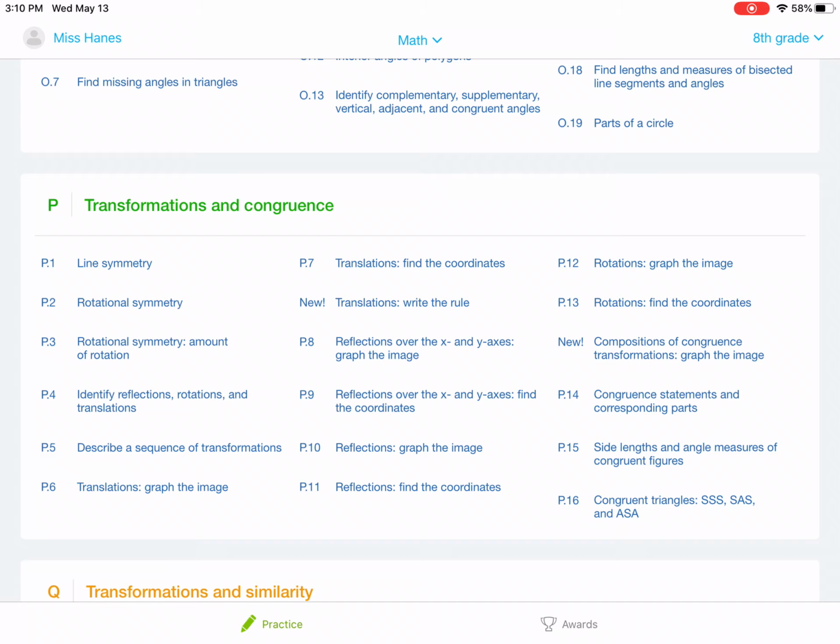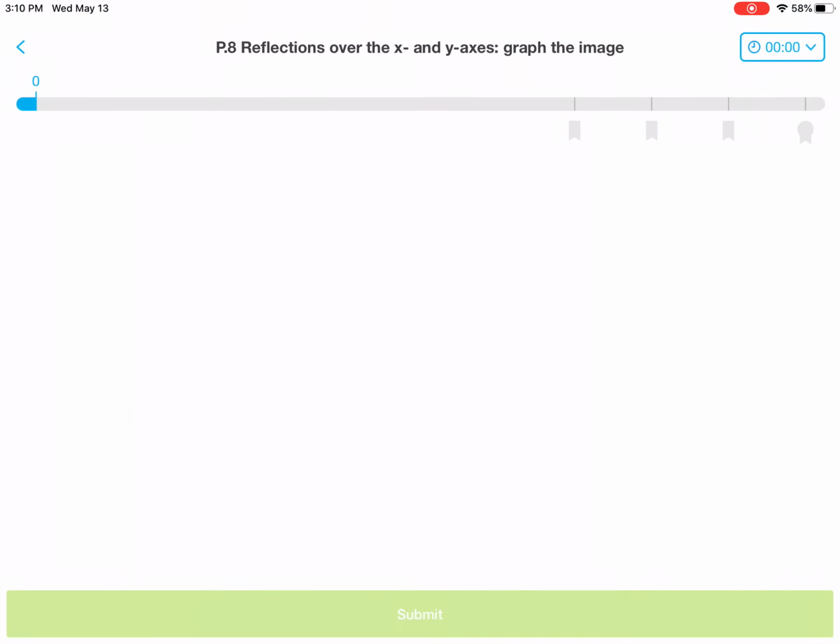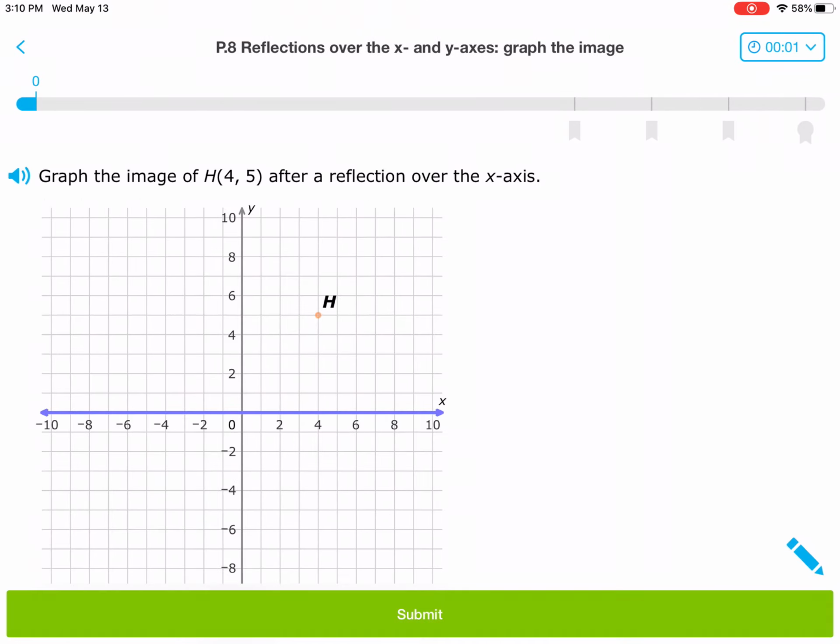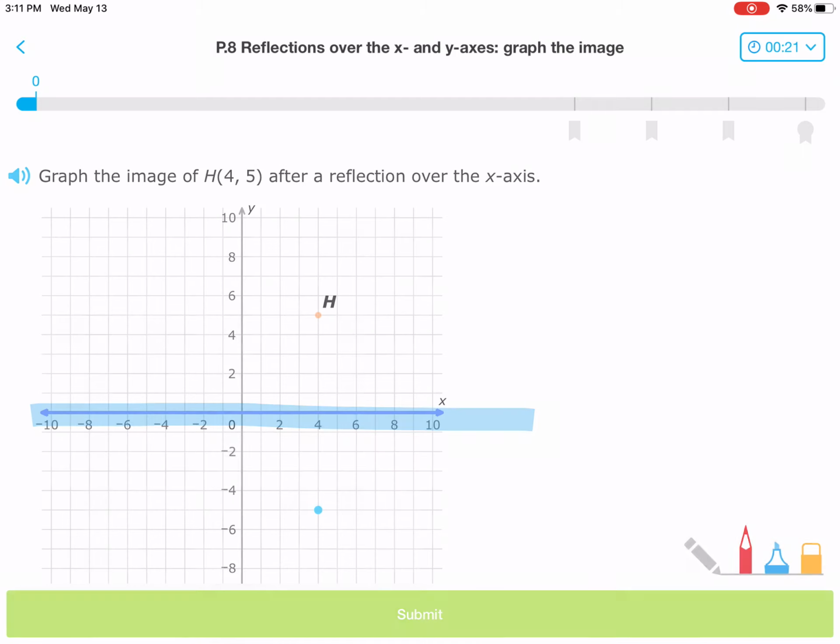The next one we're looking at is P8, reflecting over the X and Y axes. Okay, and it says reflect this over the X-axis. So where's your X-axis? It's here, okay? How many away from the X-axis is point H? 5, so that means it has to be 5 below. Okay, it's a reflection.